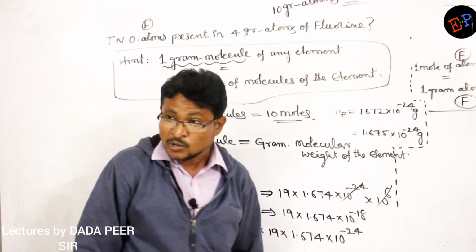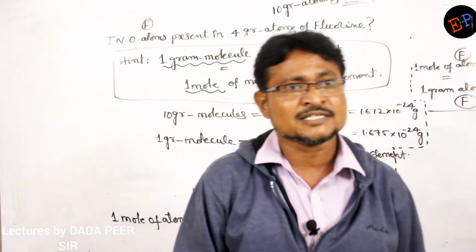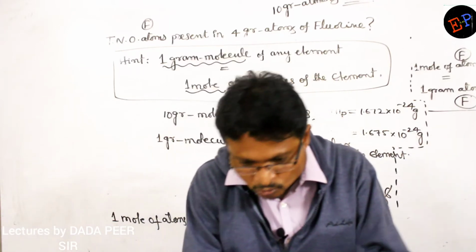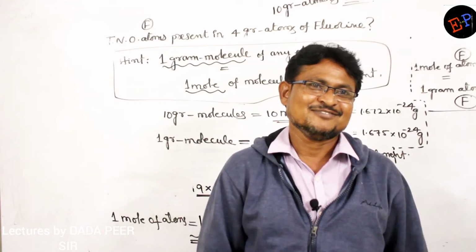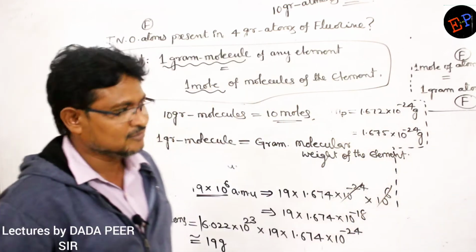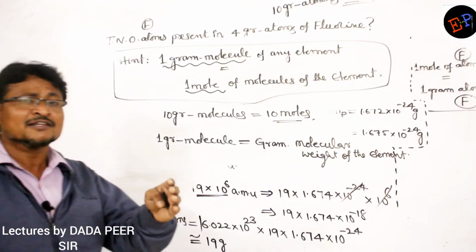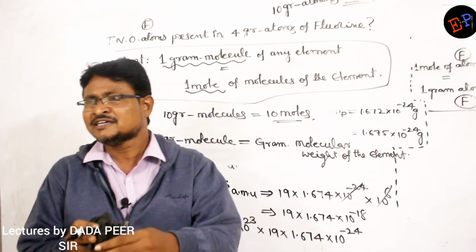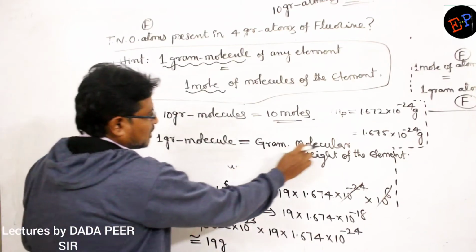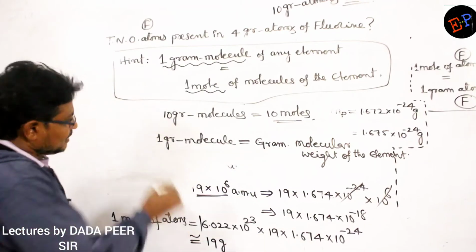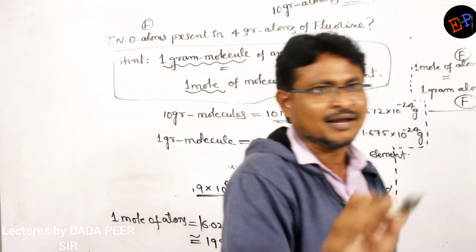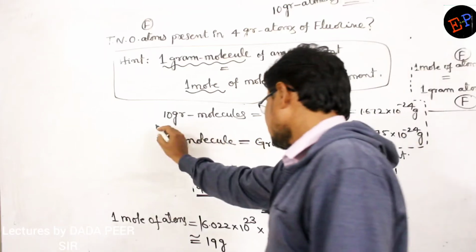In the previous class we stepped into the mole concept. Today we are just having a tour of the mole concept in this session, going through whichever relations there are with respect to mole. See, 1 gram molecule is equal to gram molecular weight of the element. It has to be kept in a box, not just underlined. Put it in a box.